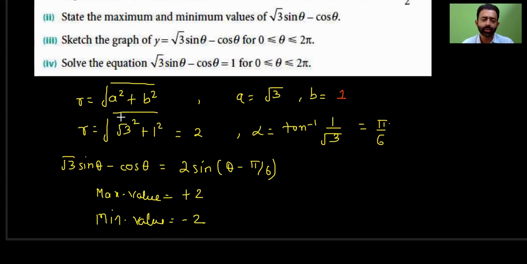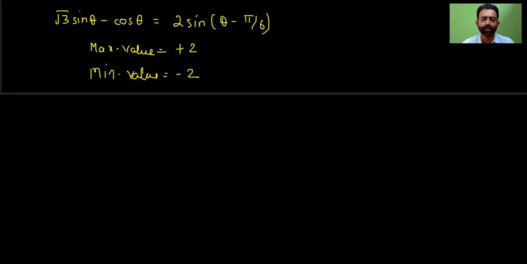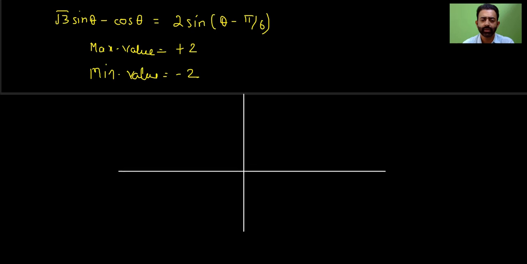Okay, then in the third part we have to sketch the graph of this. Again, sketching this graph means sketching the graph of 2 sin(theta minus pi by 6). This I think we have already done in AS levels. Suppose these are your coordinate axes. This is y, this is x, right?